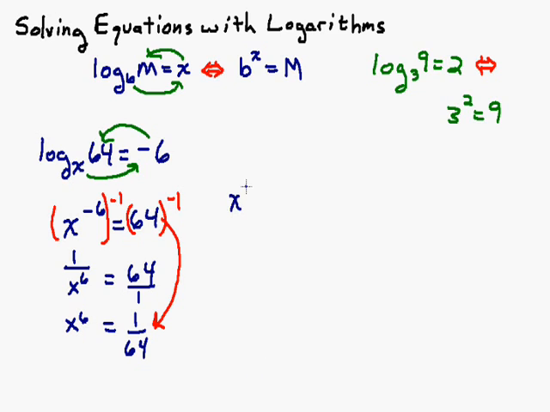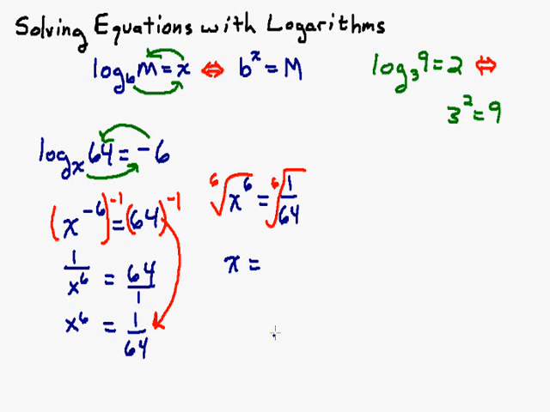Well, we're not quite done because we still need to get rid of that 6. We've got x to the 6th equals 1 over 64. How do we get rid of that 6th power? What's the opposite of going to the 6th power? It would be taking the 6th root. That will undo a 6th power. So if we take the 6th root of the left-hand side, we need to take the 6th root of the right-hand side. And I'm going to guess, if I'm given a problem like this, that 64 is the 6th power of something nice.